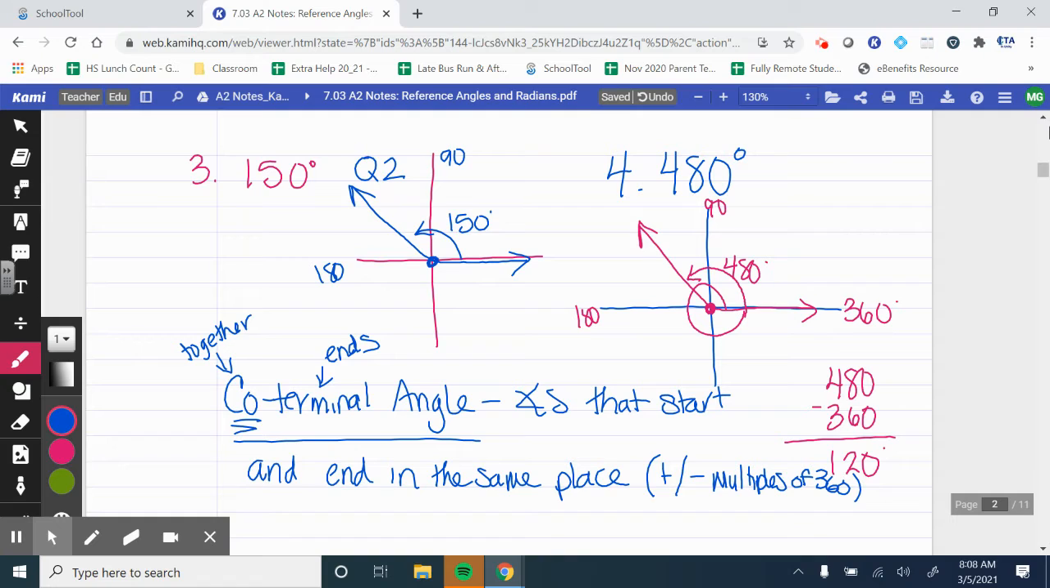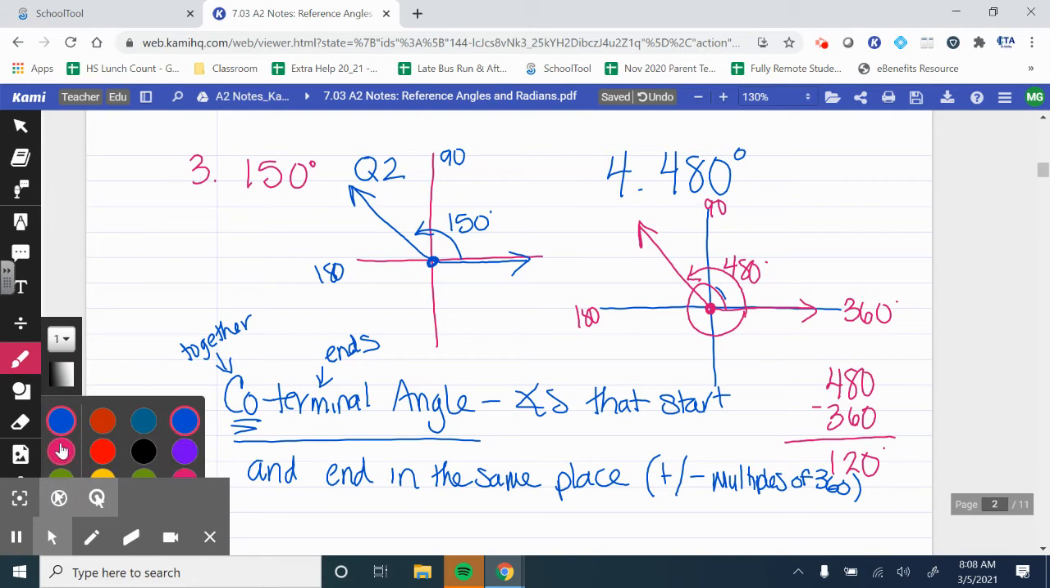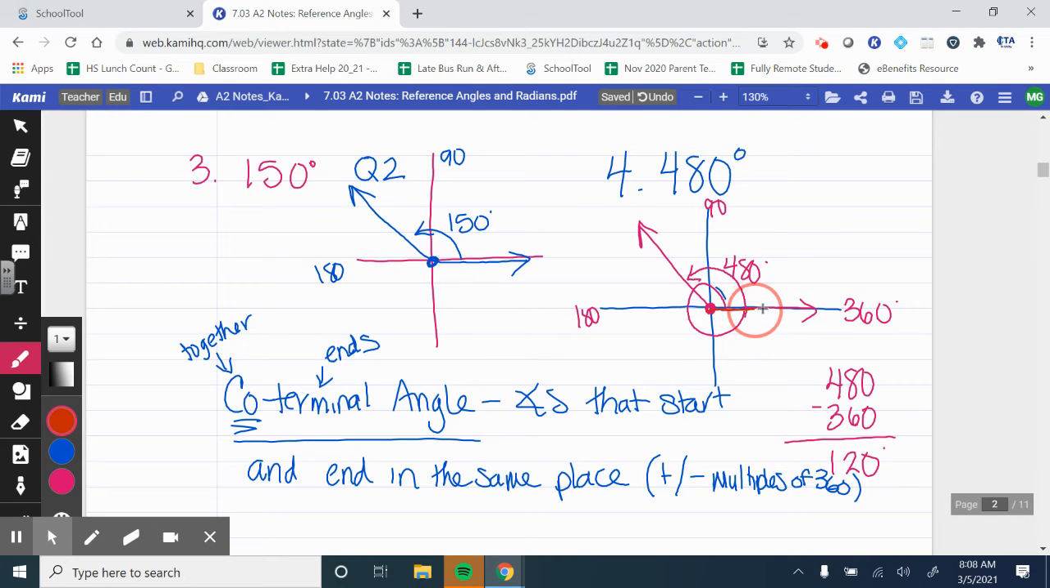Take a look back at number 4 real quick. This angle right here was 480 degrees. If I were to graph the angle of just 120 degrees, it would still start here and it would end here. From here to here is 120 degrees. So if I didn't draw this little swirl here, you wouldn't be able to tell which angle it is. Is it 480 or is it 120? They both start here and they both end here. Those are called coterminal angles, 120 and 480.